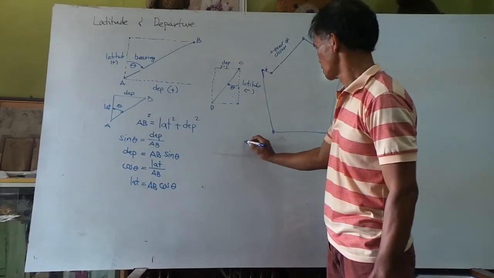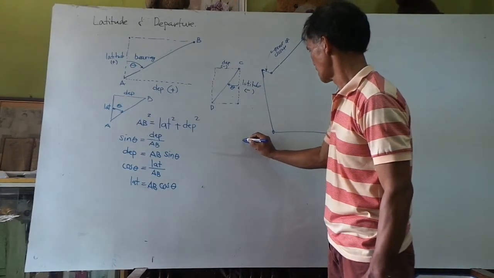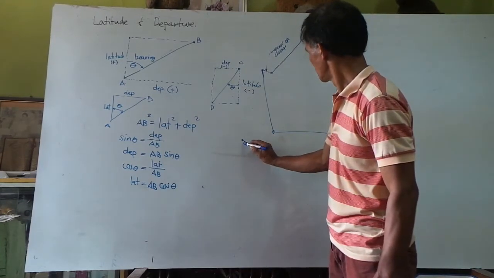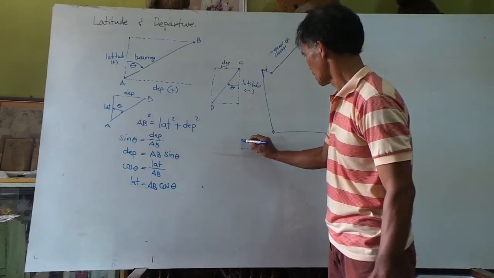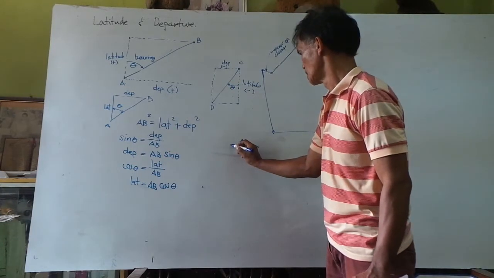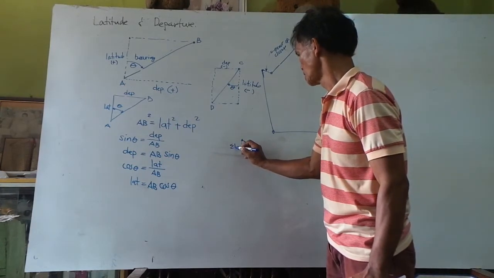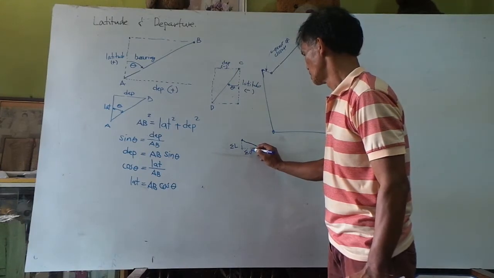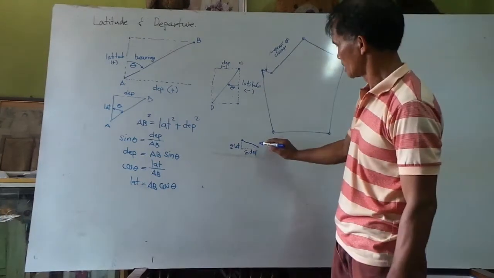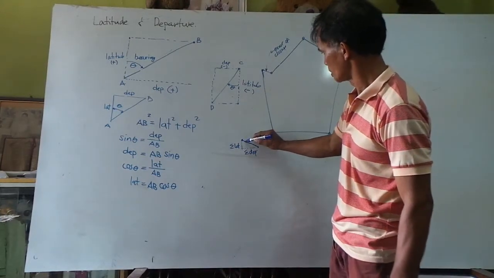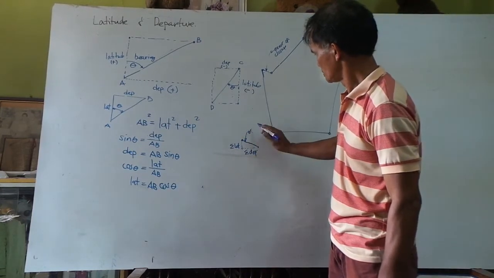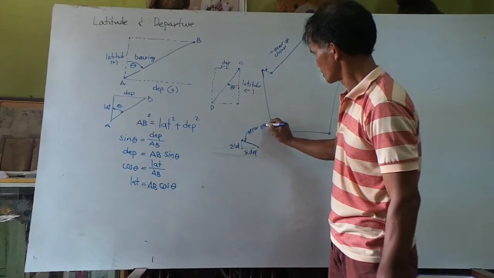The error of closure is in terms of projection, which is the latitude and departure. This one is the summation of latitude, and this one is the summation of departure. This is now your error of closure.